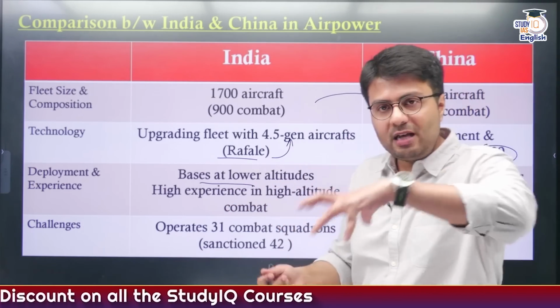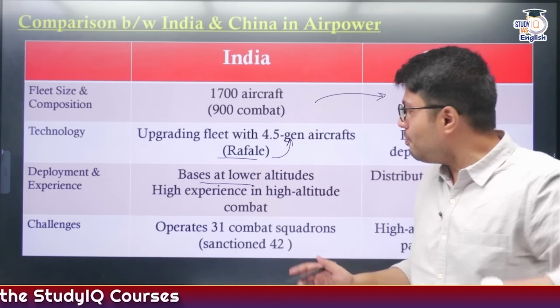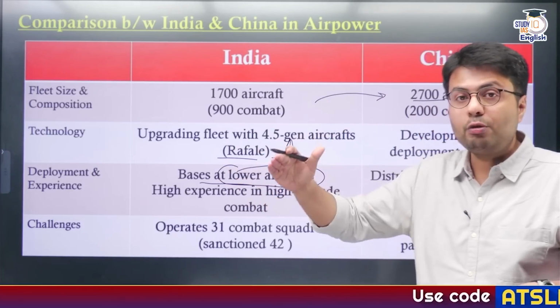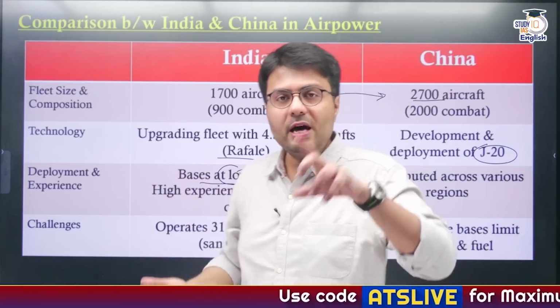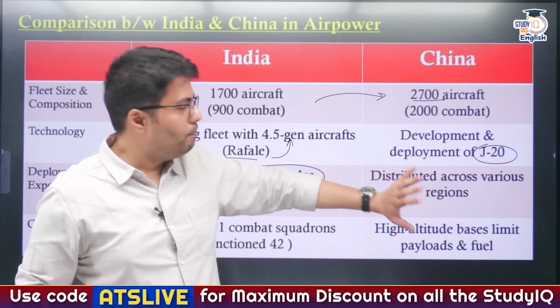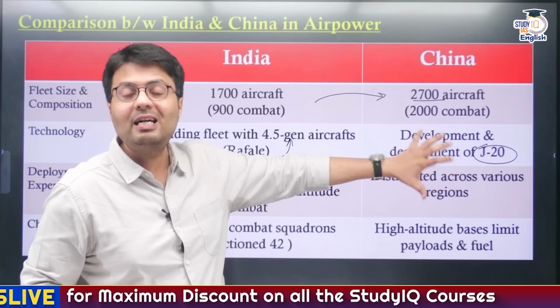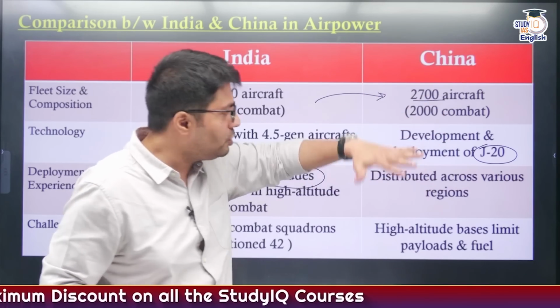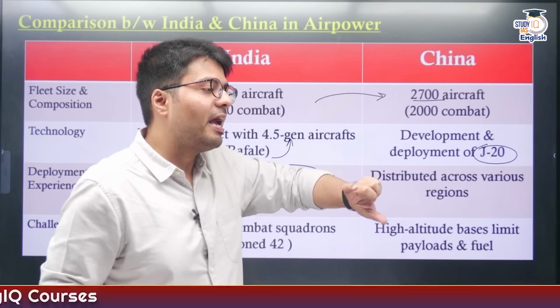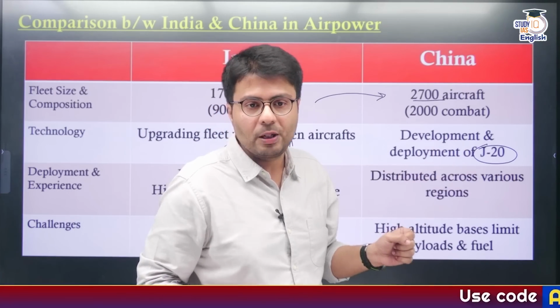But where India gains advantage is in terms of experience and in terms of its air bases. Because the bases of India located on the northern borders are located at lower altitudes, which means aircraft can fly with much higher payload and weaponry, whereas China has its bases located majorly in Tibet, at a much higher altitude, which means aircraft will have difficulty flying from these locations, and therefore they will have to carry a lesser amount of weapons.